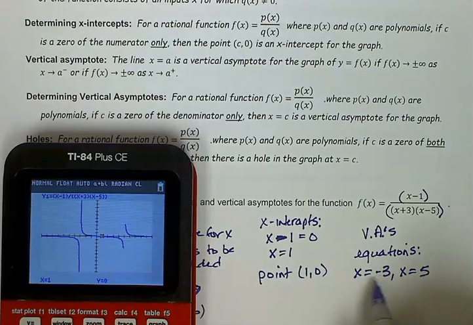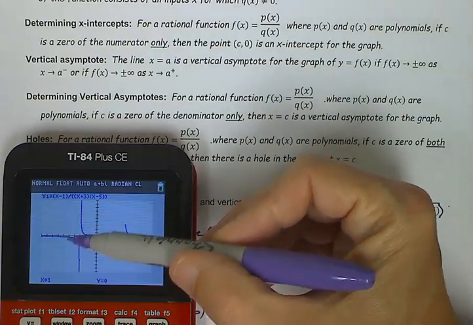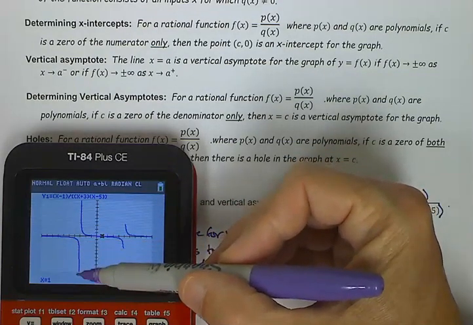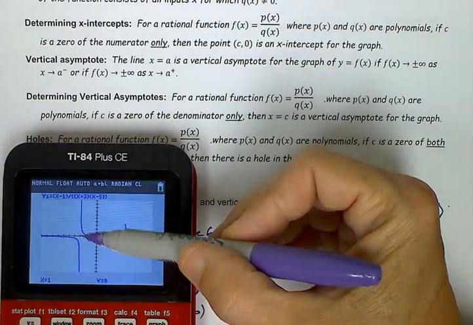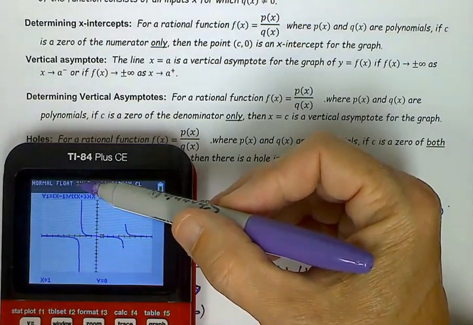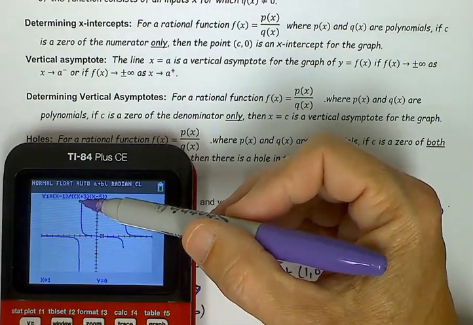The other thing we can look at is the behavior close to our vertical asymptotes. We have one vertical asymptote at x = -3. On one side of that vertical line, the graph is going down, so we'd say the y values are going down to -infinity. On the other side, the values are going up to +infinity. That's the type of behavior that we see around a vertical asymptote.